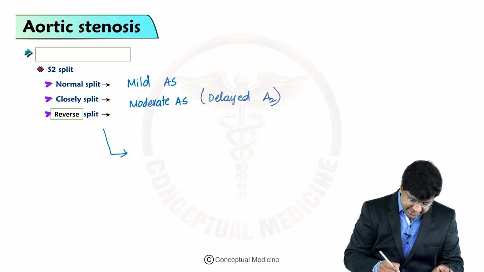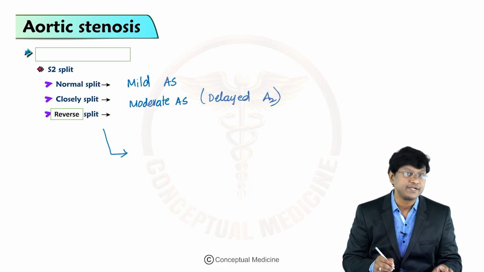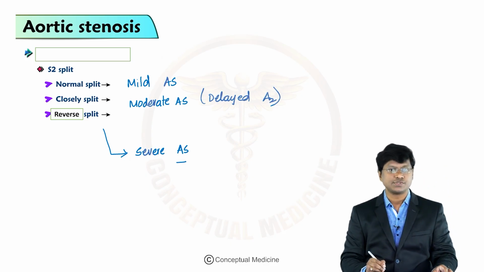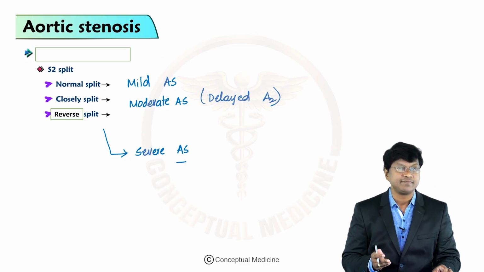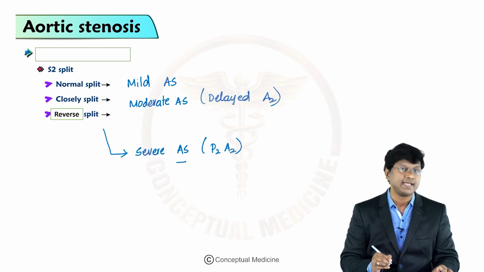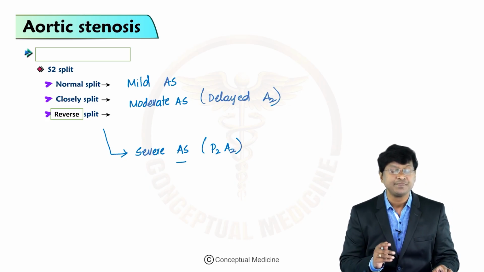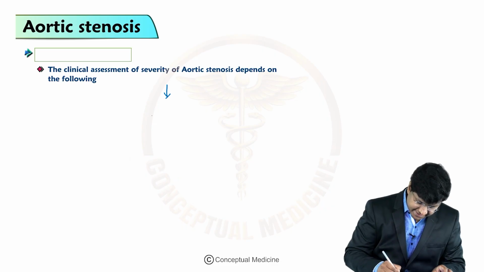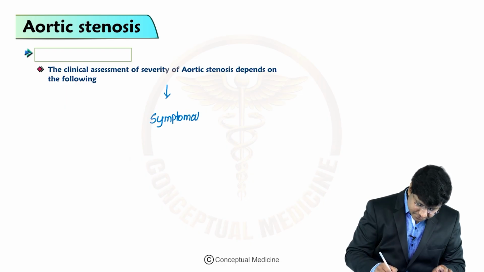Whereas, where will you listen to the reverse split? Reverse split of the second heart sound you will have in severe aortic stenosis. That is, you will listen to P2 and then followed by that A2. That is what you will have in severe aortic stenosis. Okay. Next, a few more points to tell about severe aortic stenosis is symptomatic aortic stenosis. You take any symptom.